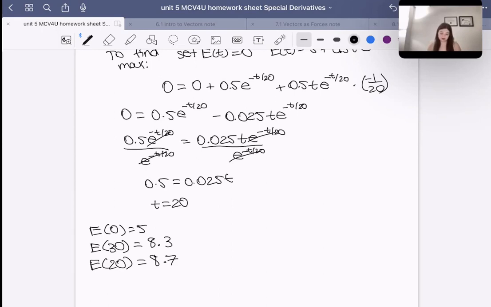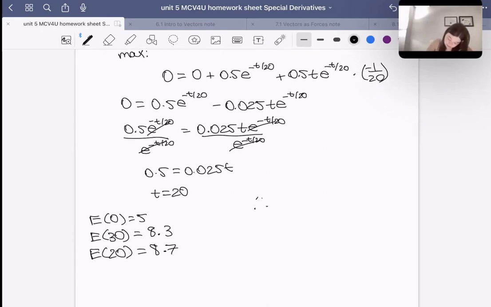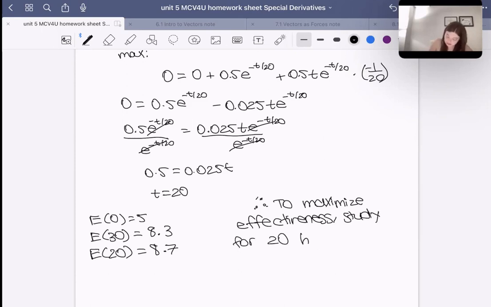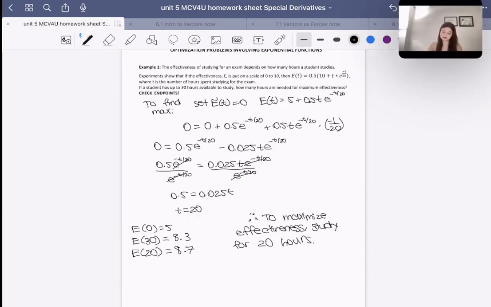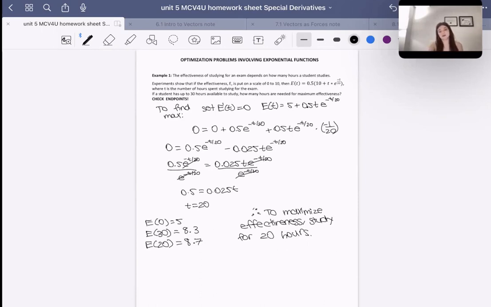Okay, so therefore, in conclusion, to maximize effectiveness, study for 20 hours. Well, not really, at least according to this question. Obviously, how well you do on an exam depends on many more factors other than just how many hours you study for it. Also, the effectiveness of your study matters as well, more than the number of hours. But according to this question, to maximize effectiveness, you should study for 20 hours.